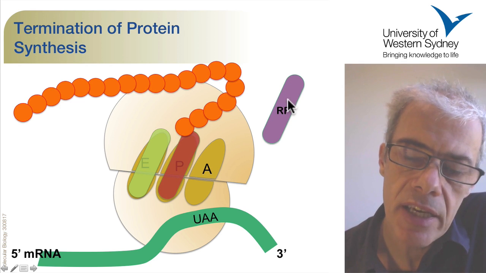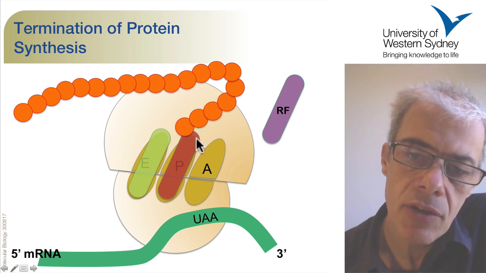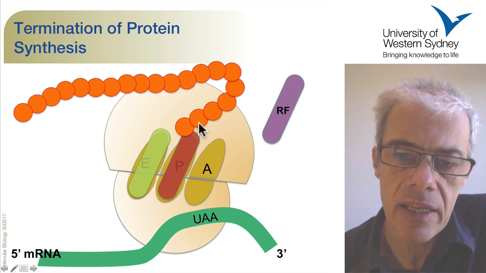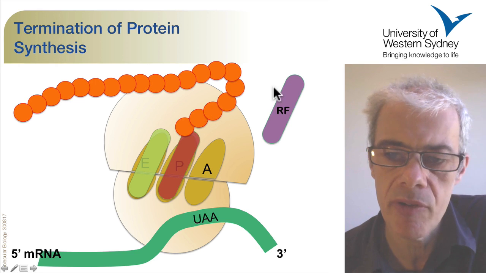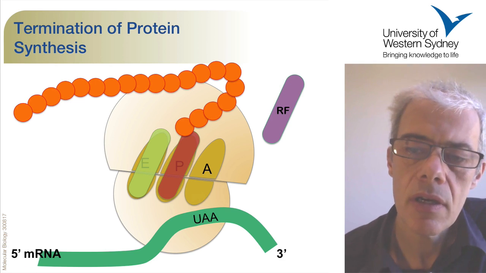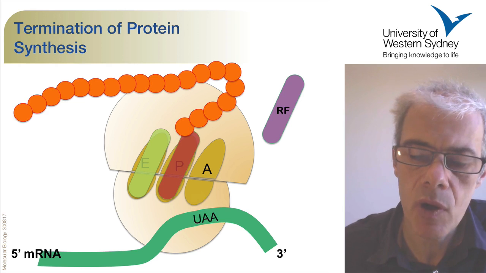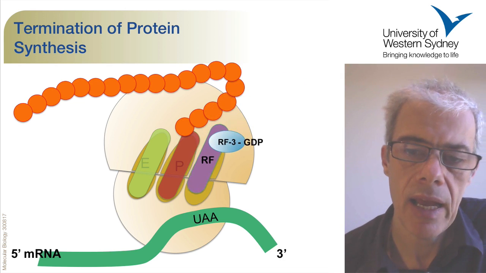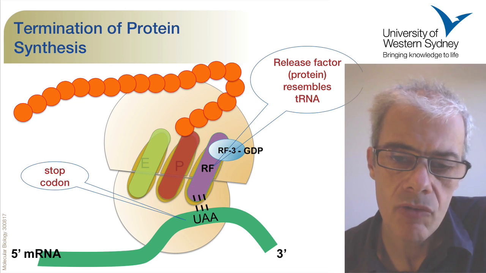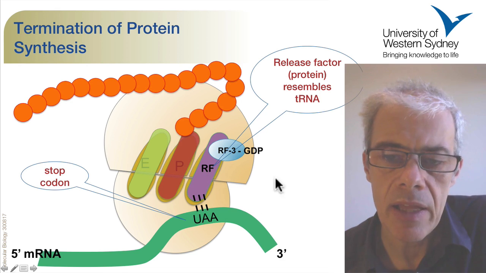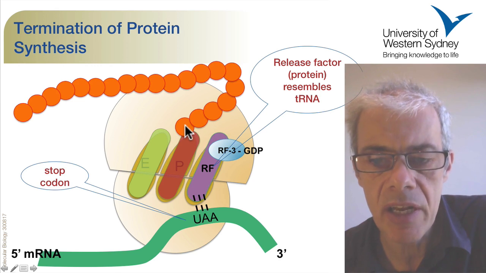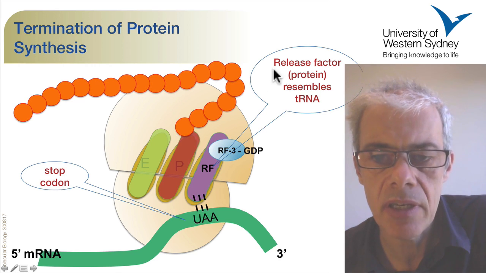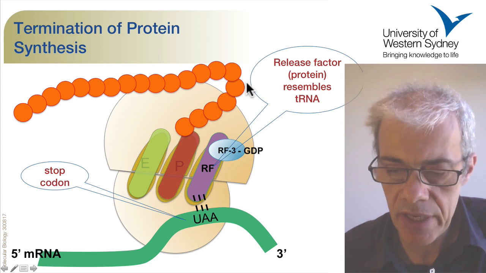And the release factor here doesn't bring an amino acid, so when this catalytic activity happens here, a water molecule will be added and then the protein will be released. So there's another protein, RF3, that's involved in this process, and the release factor here resembles a transfer RNA, binds to the stop codon, and then we have the transfer of a water molecule rather than an amino acid to the polypeptide chain, which is then released.